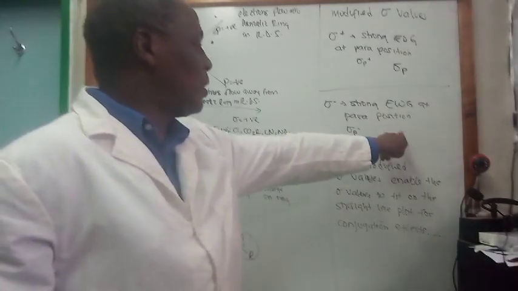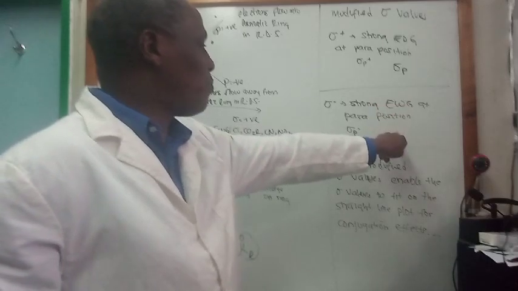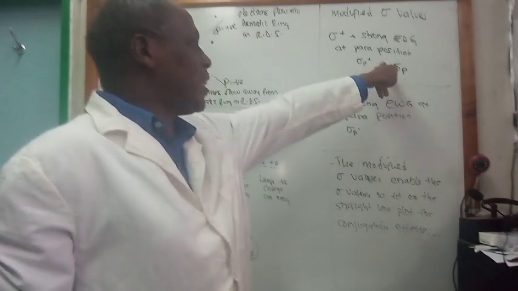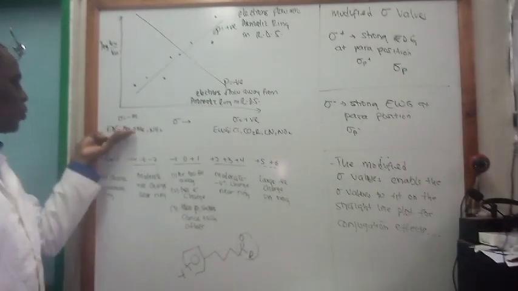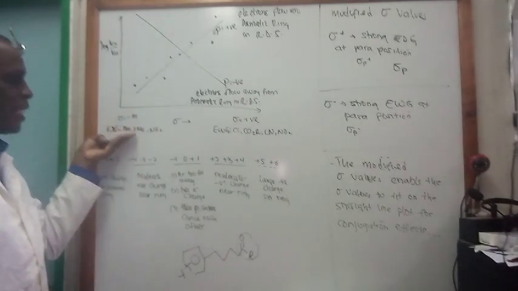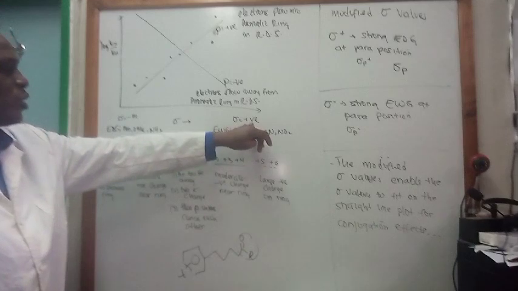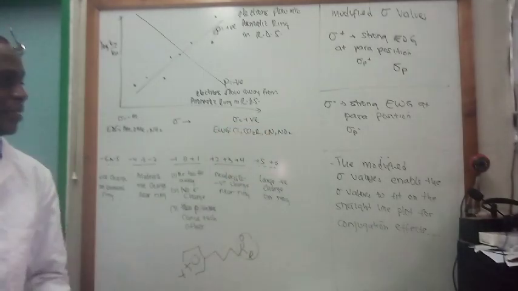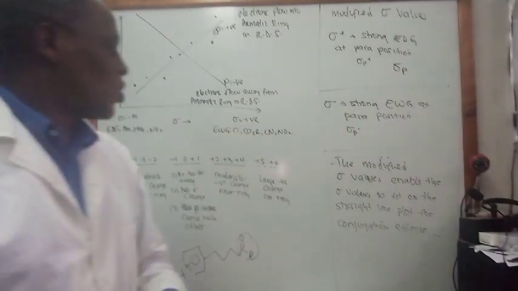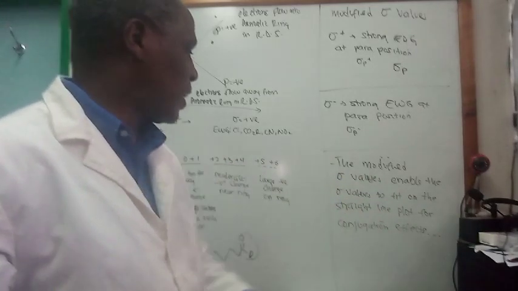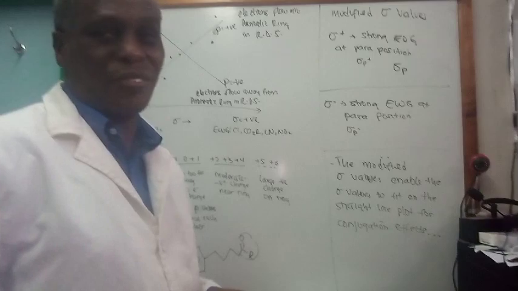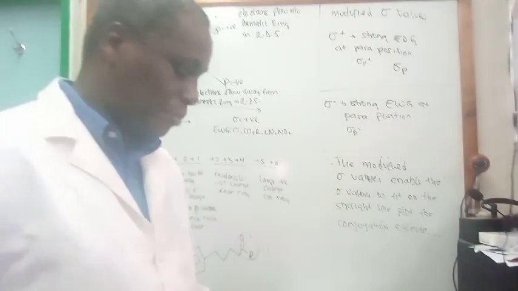So these ones are going to have positive values, and these ones are going to have negative values. For the strong electron donating groups, the values are negative; for the electron withdrawing groups, they are positive. Okay. So the modified sigma values will enable the sigma values to fit on the straight line for the conjugation effects. Are you okay?